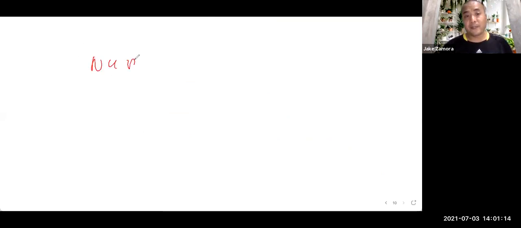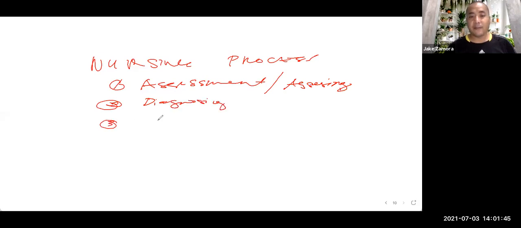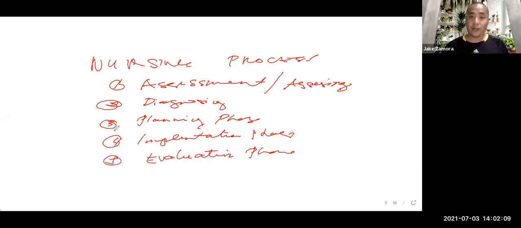The nursing process actually involves 5 phases. The first one is the assessment phase, or the assessing phase. The second one is the diagnosing phase. The third one is the planning phase. The fourth one is the implementation phase. And the fifth one is your evaluation phase. Can you still remember this, guys? These are the phases of your nursing process.